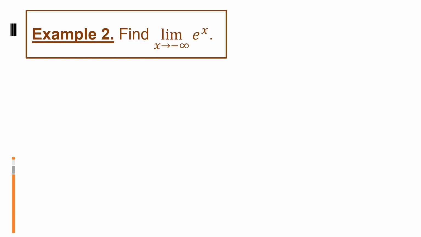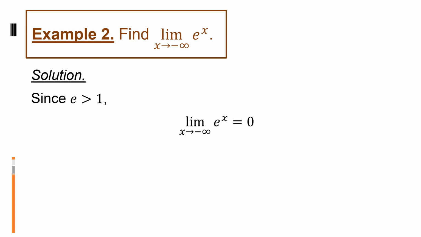So let's find the limit as x approaches negative infinity of e raised to x. So for our solution, since e is greater than 1, the limit as x approaches negative infinity of e raised to x is just equal to 0.